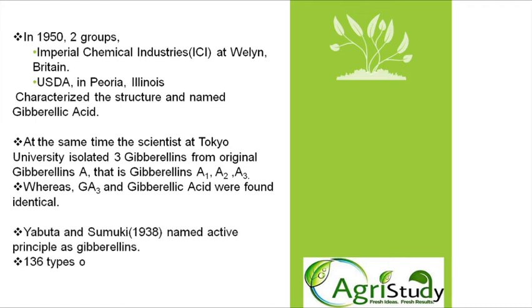And Yabuta and Sumiki, in 1938, named the active principle compound gibberellins. And as per the report of 2017, till now 136 types of gibberellins are known.